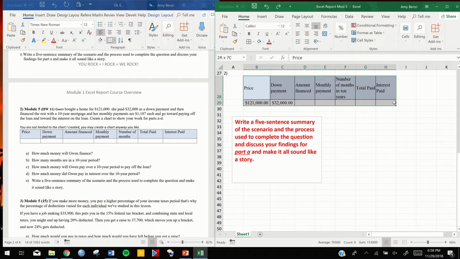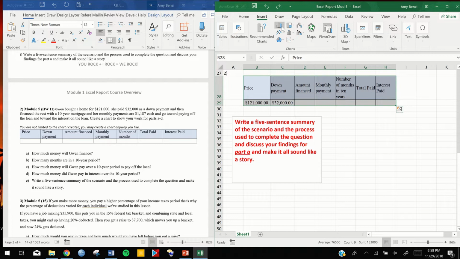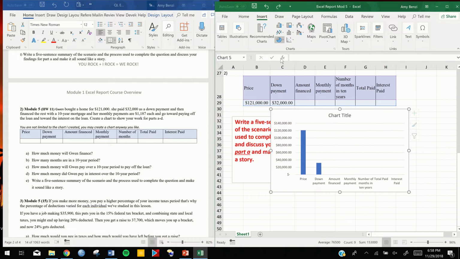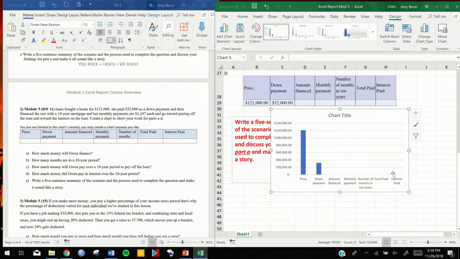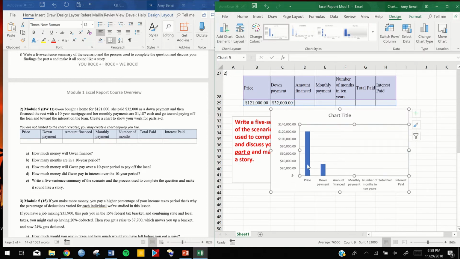But when you do get all your numbers in there, you're going to select all of these cells. You're going to go to insert and you're going to give me some type of chart. And your chart is going to show you how much you paid for each thing. You're going to get to visually see the price of the house, the down payment, how much you actually financed, and all of this stuff. You're going to actually be able to see it.